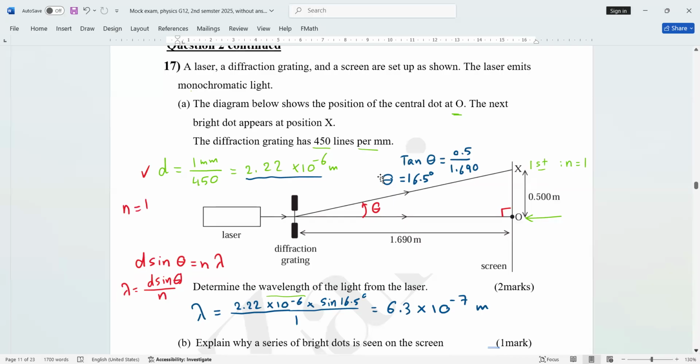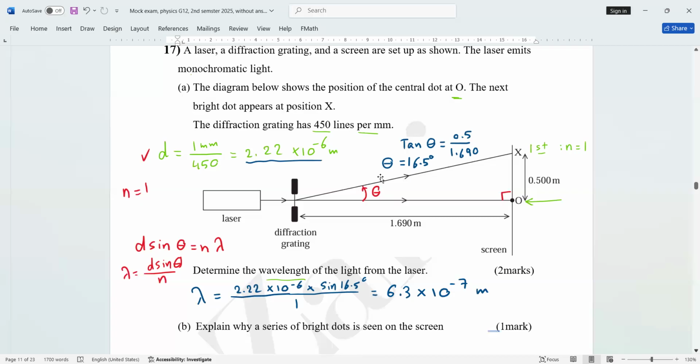Explain why a series of bright dots is seen on the screen. Now I tell you the answer and write with me, please. Waves from different slits meet and superpose. Bright dots are waves in phase because of constructive interference. I will write this for you to make it easier.